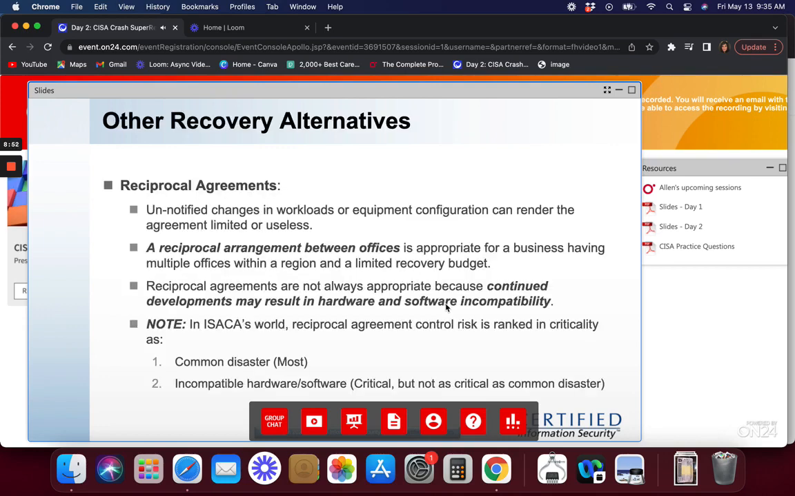We have reciprocal agreements. That's nothing more than, hey, I'm a huge organization. I've got lots of offices that do basically the same thing. So if one site goes down, we'll divert the business and the processes and the requirements to the other site, and vice versa. Reciprocal agreements.